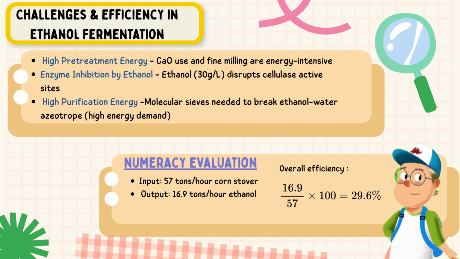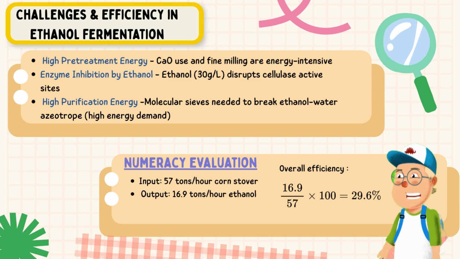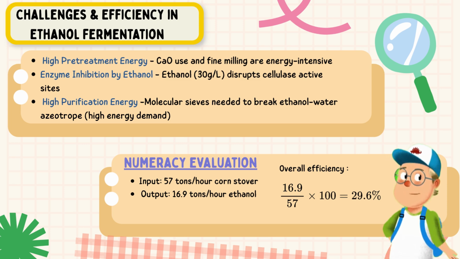From a numerical point of view, the process inputs 57 tons of corn stover per hour and produces about 16.9 tons of ethanol, which gives a conversion efficiency of nearly 30%.